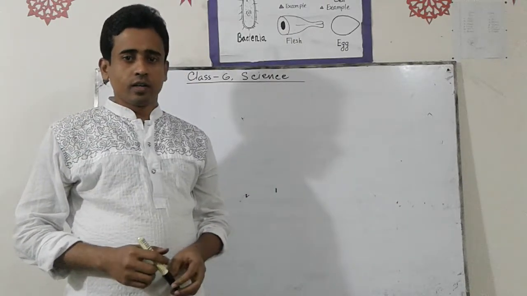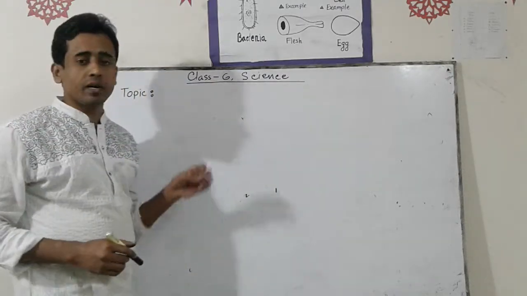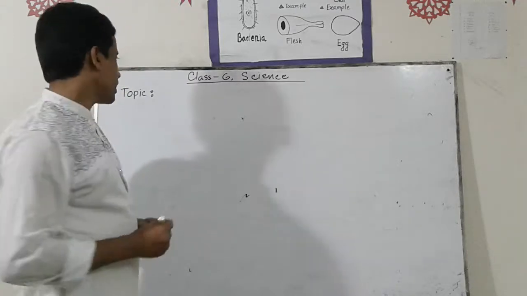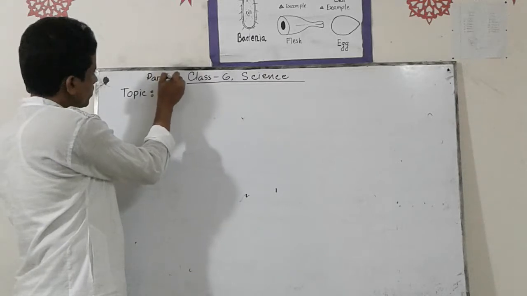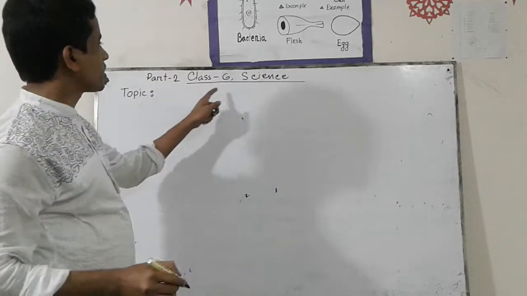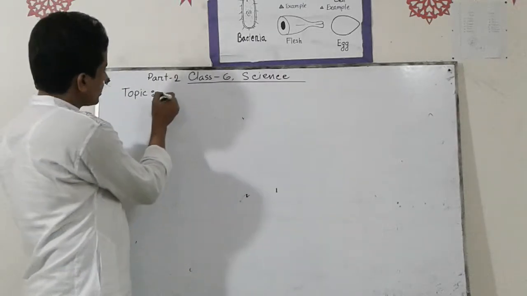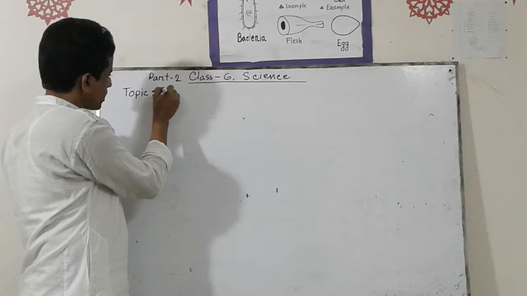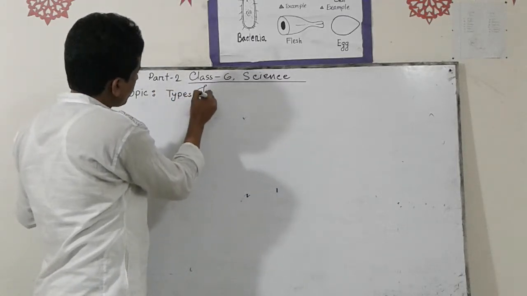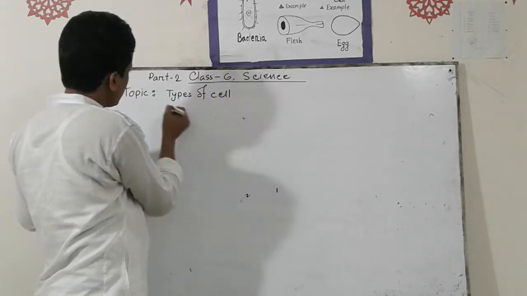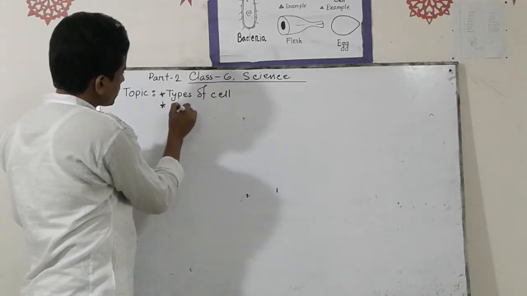So today I have come to discuss the next episode, that means part number 2. Part 2, class 6 science. The topic is cell, and today's topic is types of cell and difference.